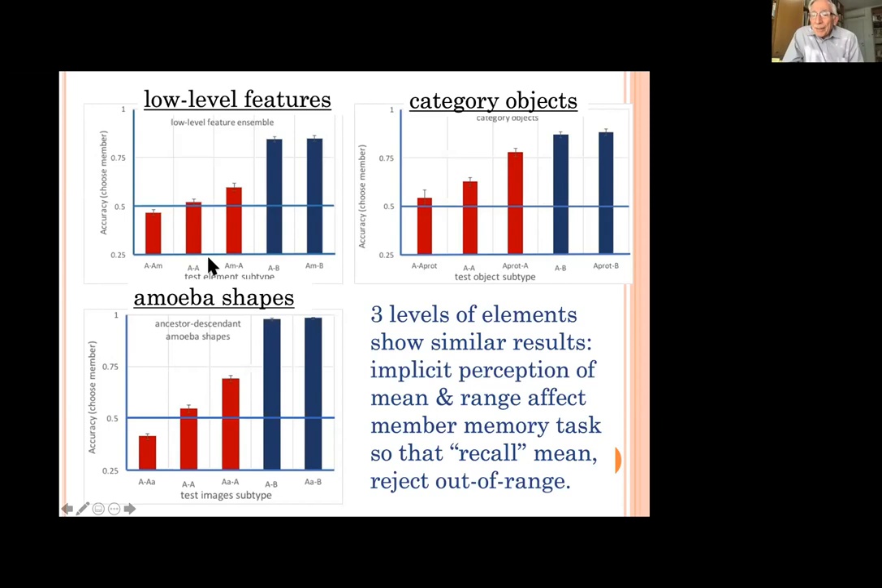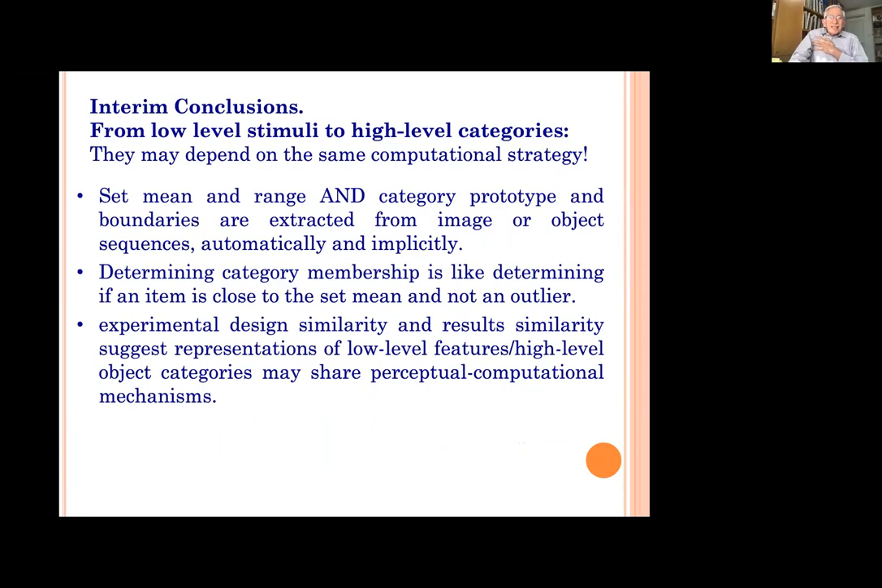So, interim conclusion: set mean and range, and category prototype and boundaries, are extracted from image and object sequences automatically and implicitly. Determining category membership is like determining if an item is close to the set mean and not an outlier. Experimental design similarity and result similarity suggest representations of low-level features and high-level object categories may share perceptual computational mechanisms.